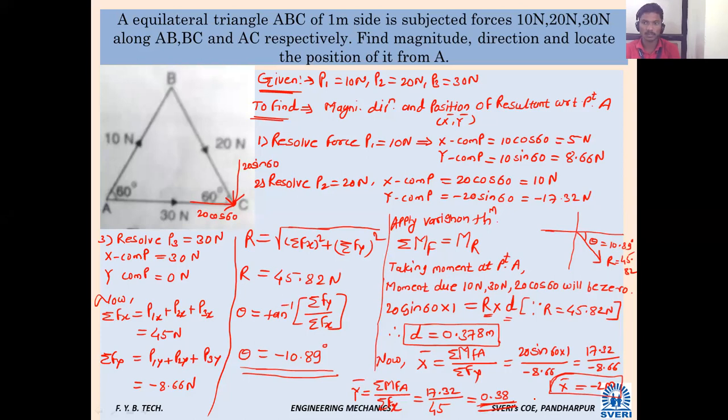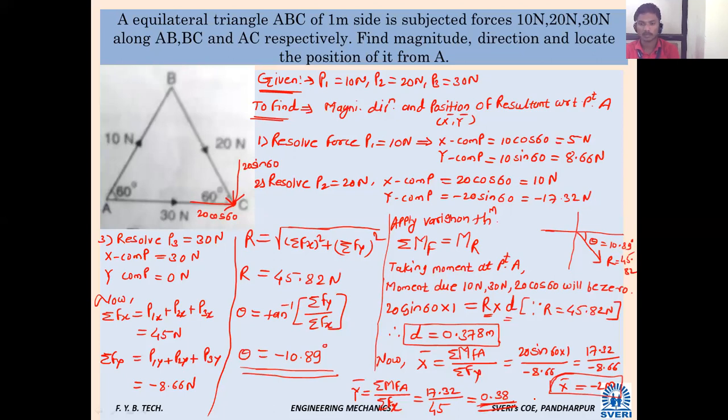Are you with me? Magnitude, direction, and position. Tell me the values. What is the magnitude of the resultant for this force system? 45.82 Newton. Very good. What is the direction, or theta? Minus 10.89. Very good. And what is the position with respect to point A?